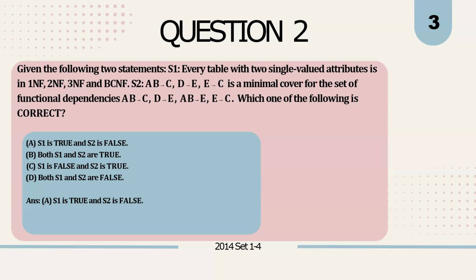Given the following statements. S1: every table with two single-valued attributes is in 1NF, 2NF, 3NF, and BCNF. S2: AB implies C, D implies E, E implies C is a minimal cover for the set of functional dependencies AB implies C, D implies E, AB implies E, E implies C. Which one of the following is correct? So S1 will be true and S2 will be false.